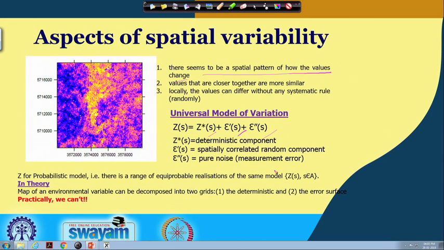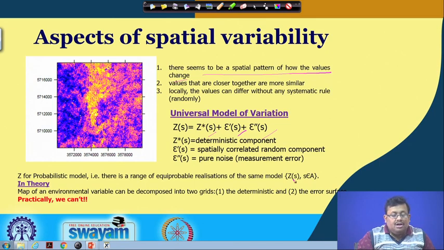Z is used for a probabilistic model, that is, there is a range of equiprobable realizations of the same model, which is represented by this, and in theory a map of an environmental variable can be decomposed into two grids, for example, the deterministic grid and the error surface. Practically it cannot be achieved. So, that is why there is a need for geostatistical analysis.